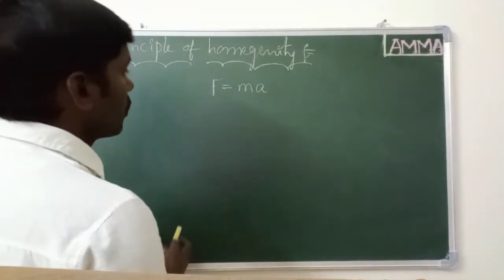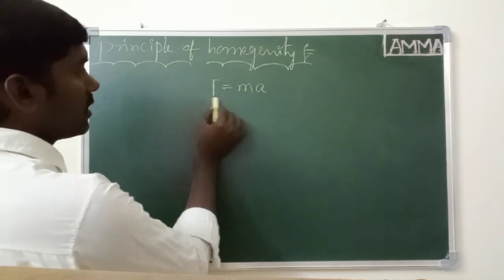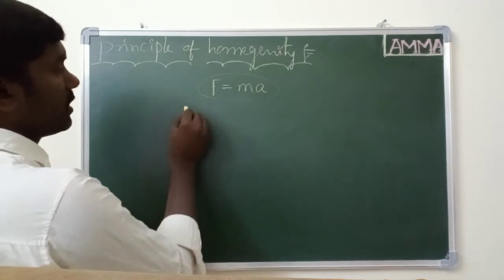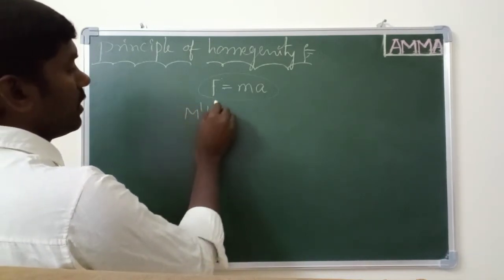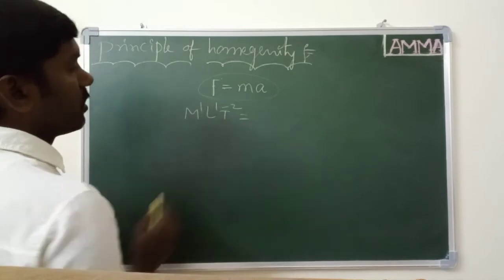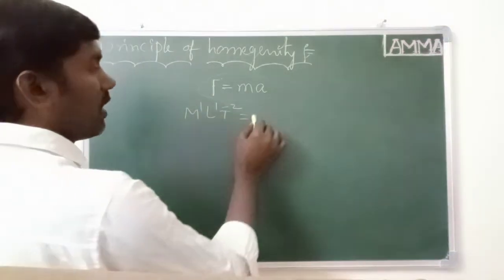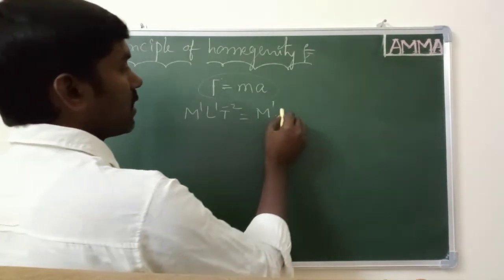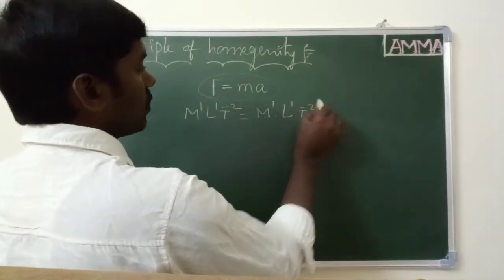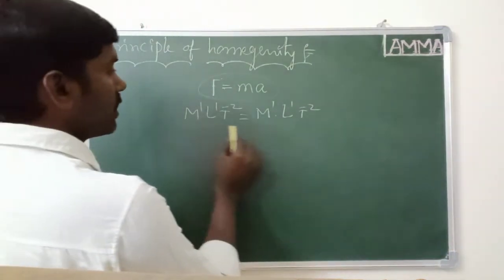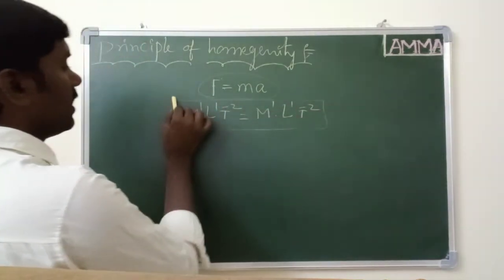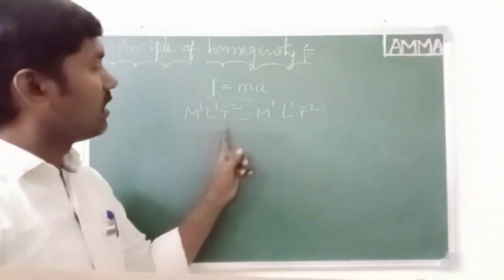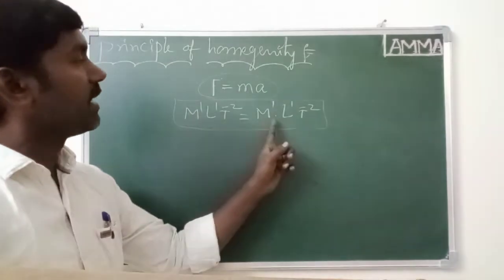This is the general formula. What is the dimensional formula of the force? M1 L1 T^-2, which equals, what is the dimensional formula of the mass? M1. At the same time, what is the dimensional formula of the acceleration? L1 T^-2. So students, this we call the dimensional equation. In this dimensional equation, the terms on both sides have the same dimensions.